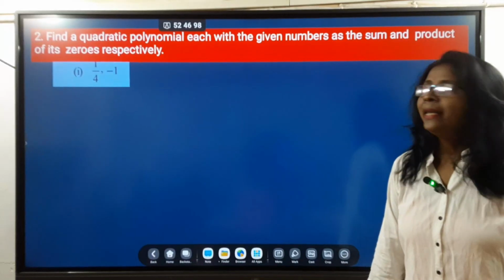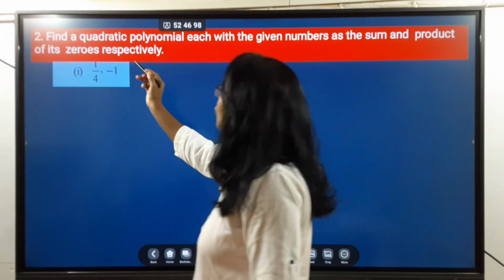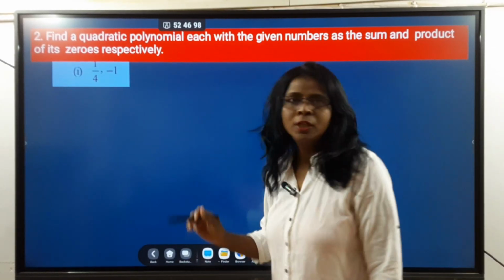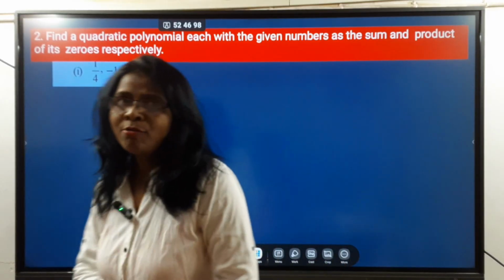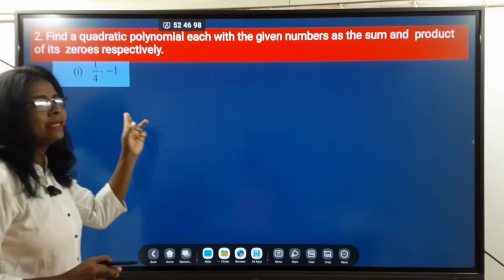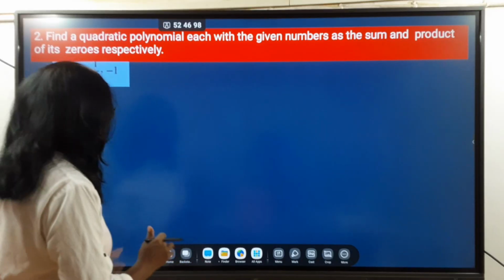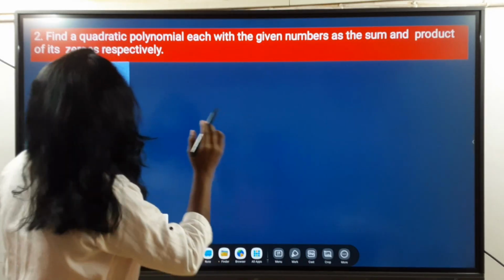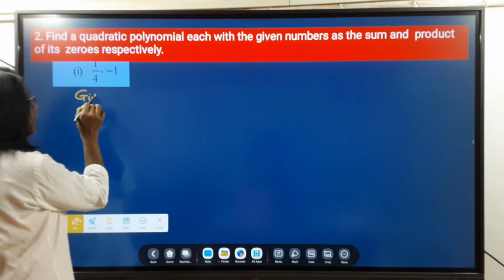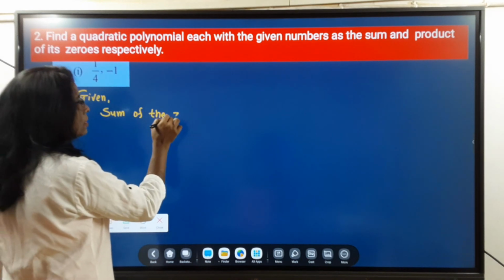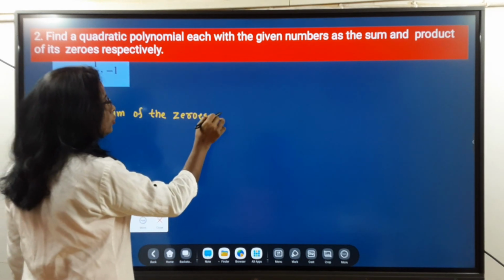So let us see the second question students. Find a quadratic polynomial each with the given numbers as the sum and product of its zeros respectively. So now here students, the first question is for the two numbers 1 upon 4 and minus 1. What are these numbers students? So here the first number, that is 1 upon 4, is the sum of the zeros. Sum of the zeros is equal to 1 upon 4.